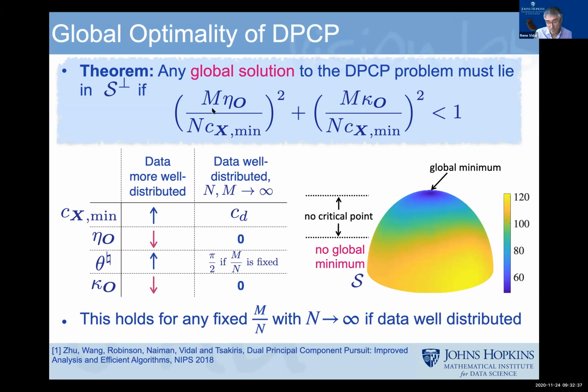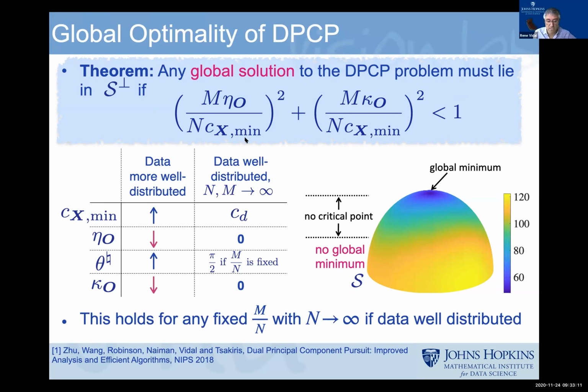M the numerator. So again, this tells you that there is a bound on the outlier to inlier ratio that's going to show up here. Then the CX mean is in the denominator, and that measures how well distributed the inliers are. And the larger the CX mean, the better, which is what I claimed at the beginning of the presentation. The eta O and the kappa O quantities that measure the outliers, they're both in the numerator. And as you can see, the smaller they are, the better in order to satisfy the constraint of the theorem.